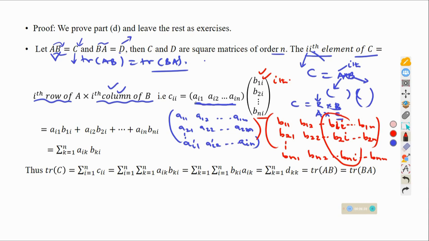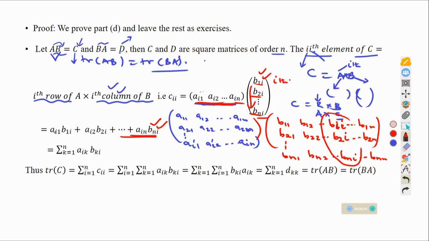So you are multiplying row by column. This will be multiplied with that. This will be multiplied with that. This will be multiplied. So we shall be able to obtain this one here, that is ai1 b1i plus up to this. So we are multiplying row by this column here.